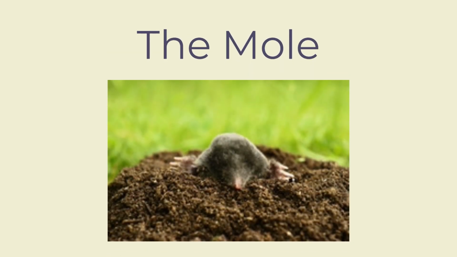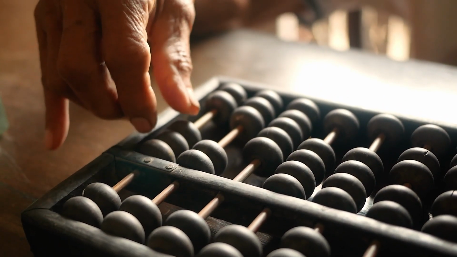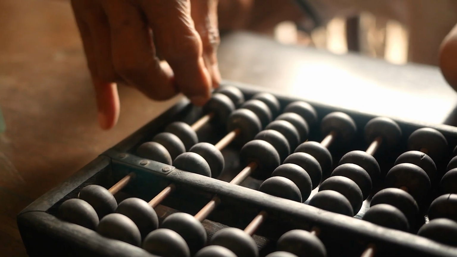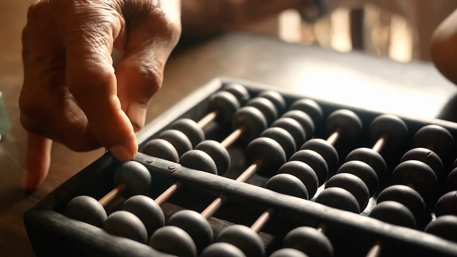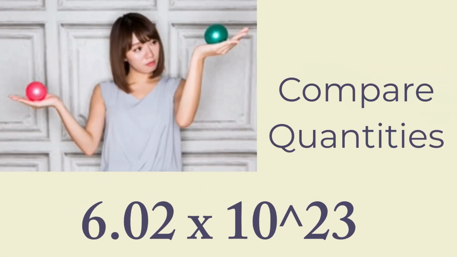The other concept we will introduce this week is that of the mole. The mole is a unit of measurement used in chemistry to count numbers of atoms or molecules in a substance. It is like a dozen, but for atoms and molecules. 1 mole of any substance contains the same number of atoms or molecules, which is 6.02 times 10 to the 23. This number is called Avogadro's number.